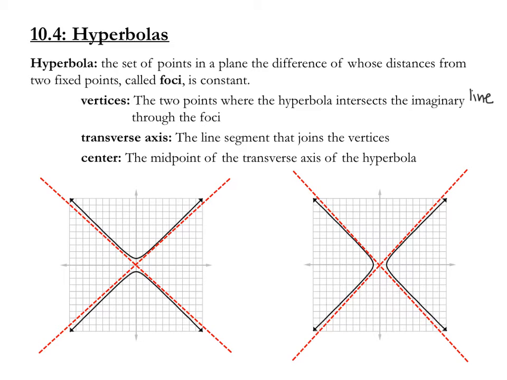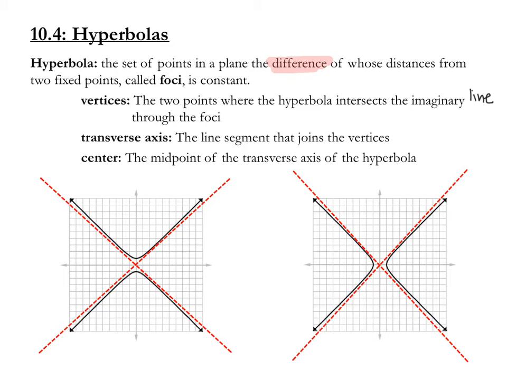A hyperbola is the set of points in a plane, the difference of whose distances from two fixed points, called the foci, is constant. So if you compare this to the definition of an ellipse, the only word that's changed is, instead of the sum of whose distances, it says the difference of whose distances. So a lot of how we're going to graph this is going to be similar to what we're doing in ellipses. It's just how we draw it that is different.